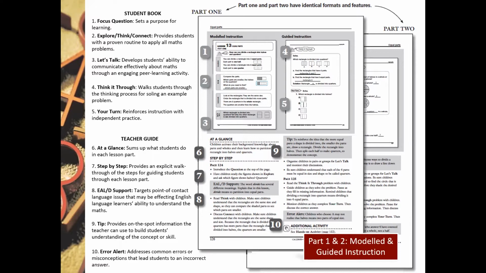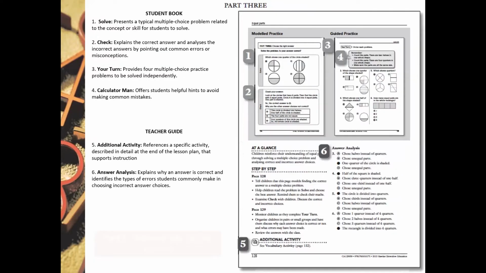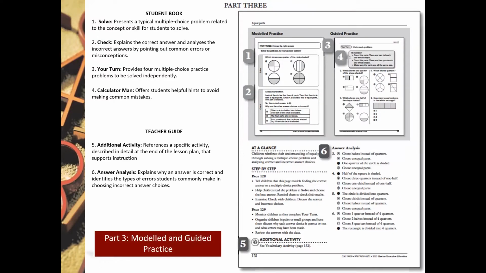of equal sizes. So beside that slide, part 2 is your guided instruction. So it has identical formats and features. So lesson 3 is your model practice here. 1, 2, and 3 is what the students look at. Number 1 is solve, presents a typical multiple choice problem related to the concept. Number 2 is check, explains the correct answer and analyses the incorrect one. Number 3 is your turn. And number 4 is the calculator man, offers students help tips to avoid making common mistakes.